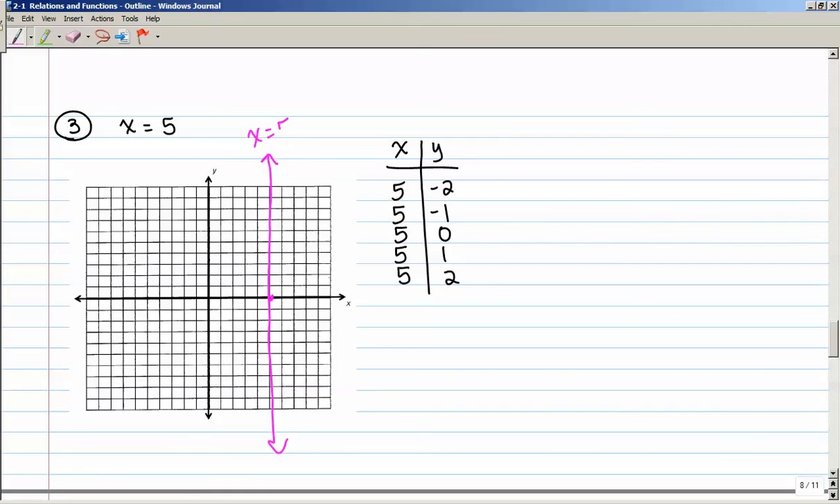Anytime you have a vertical line, its equation is x equals a number. And conversely, whenever you have an equation x equals a number, it's going to be a vertical line. The domain of this, so what can my x's be? X can only be 5. The set of all x, such that x is equal to 5. And in this case, my range can be all real numbers.